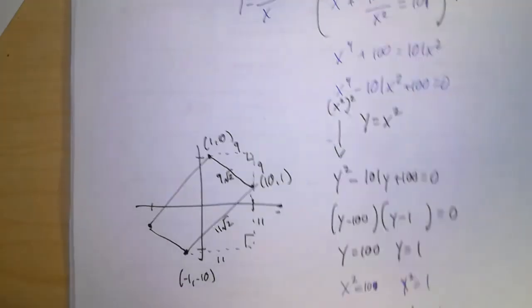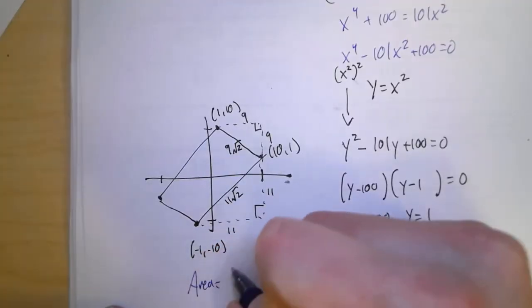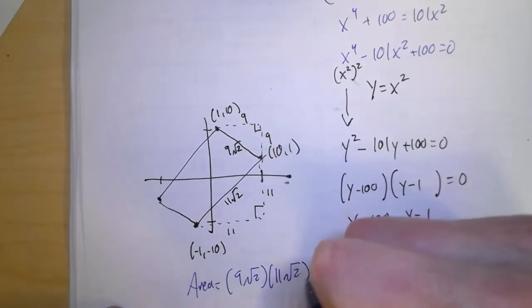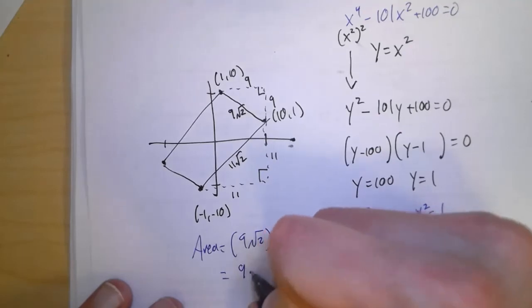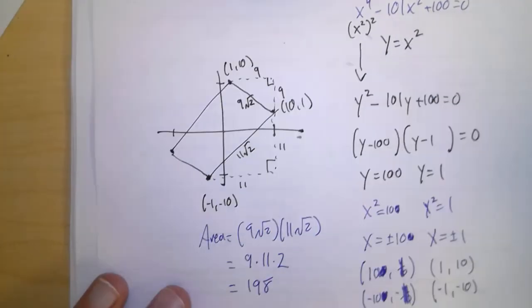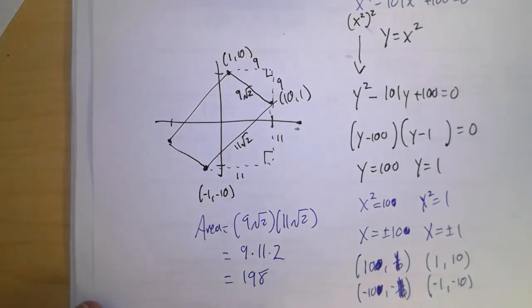And so that means our area is 9 square root of 2 times 11 square root of 2. Now the square roots of 2 combine, so we have 9 times 11 times 2, which is 198. And so there is our area, and we're done.